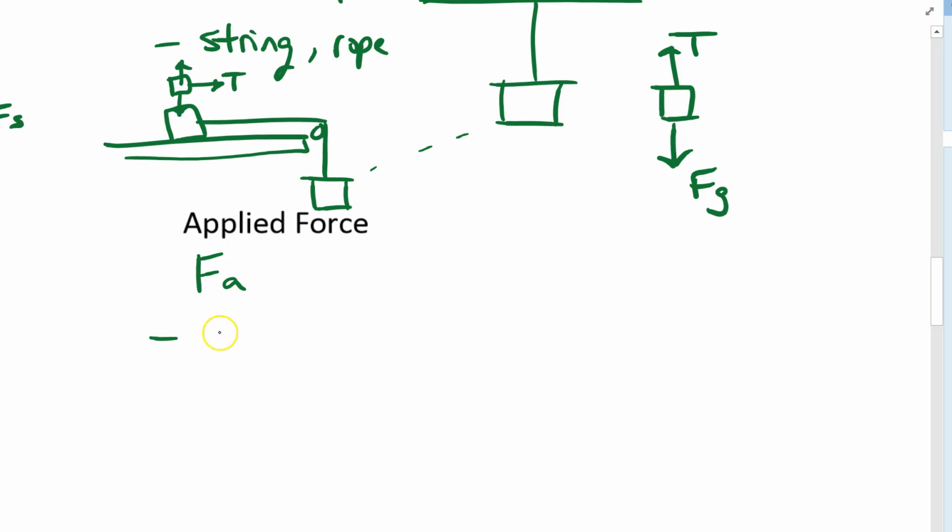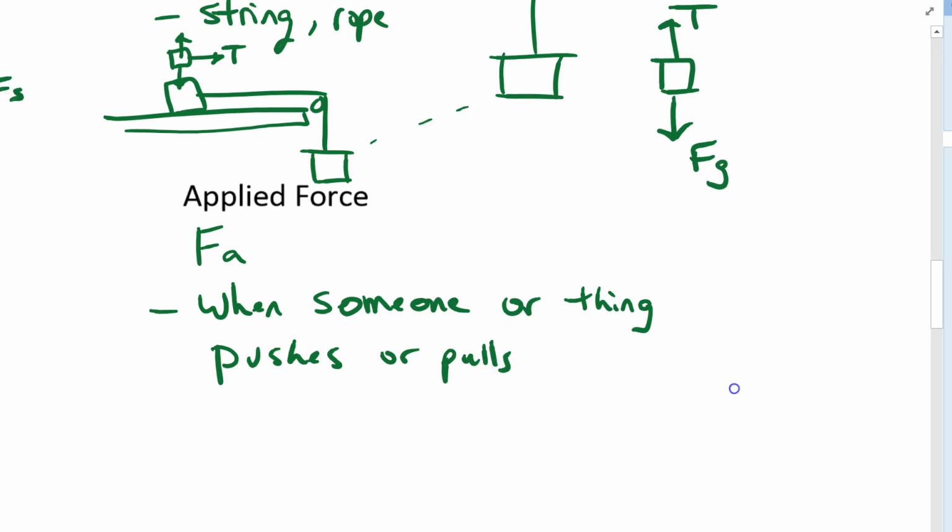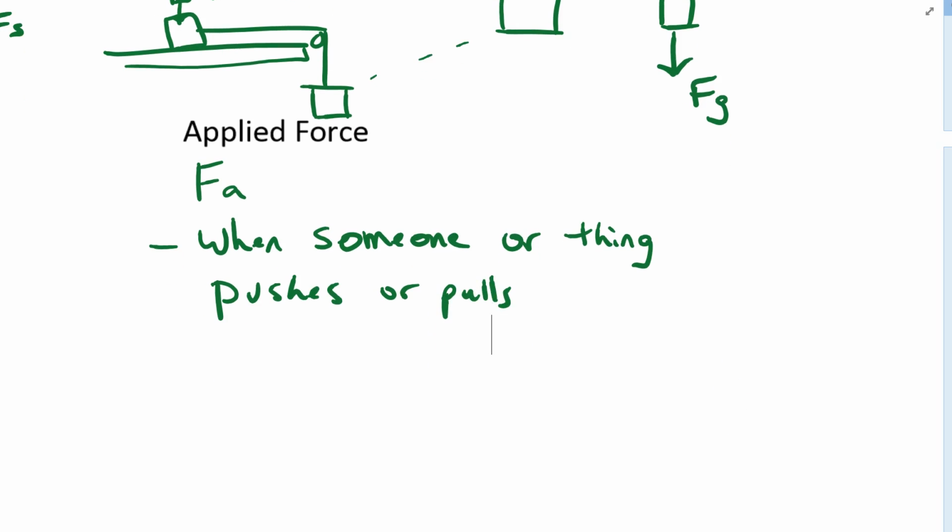And this is really when someone pushes, or someone or even something pushes or pulls. It's kind of a catch-all. So if a question says, Frank pushes the sled, you can say it's an applied force. If you said Frank pulls the sled with a rope, then you would probably put a tension force.